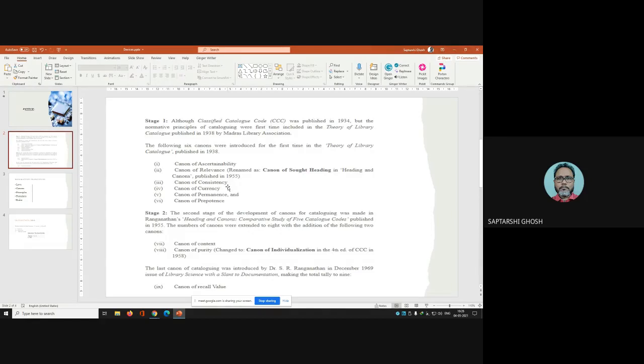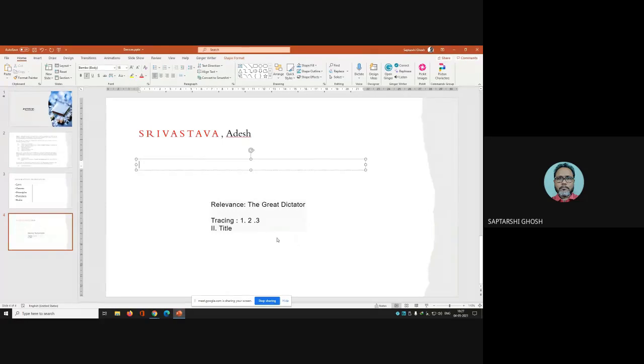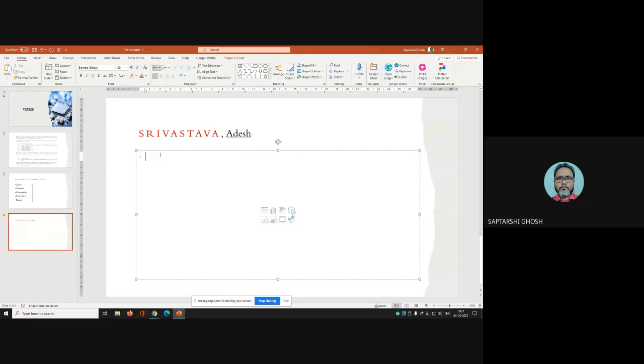The next canon is the canon of currency. Here currency means up-to-dateness. Whenever you are preparing your catalog card for headings and for notes, the terms you use should always be very current, contemporary. That is known as canon of currency. And then canon of permanence. Here is the big tussle between canon of currency and canon of permanence. Canon of permanence tells you to use a single term for a concept throughout the schedule.